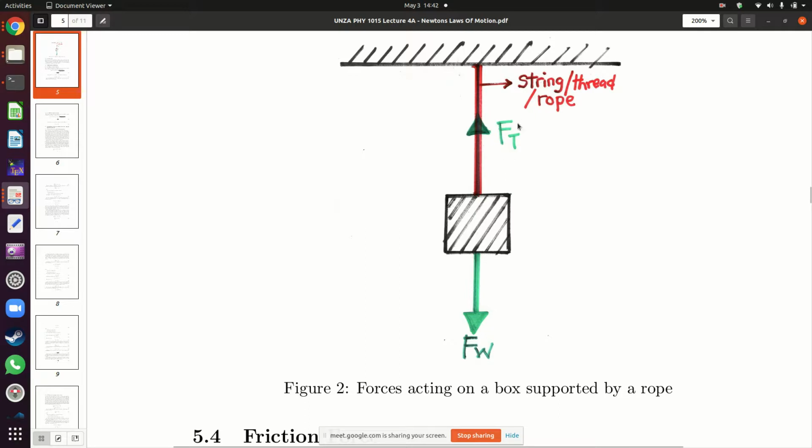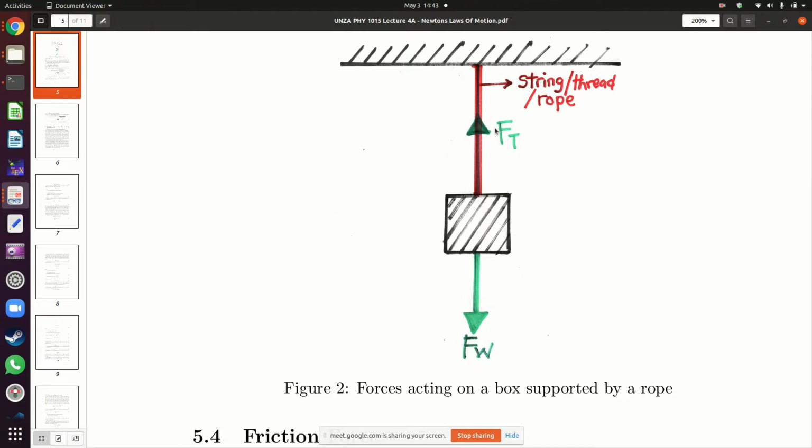So as much as the tension is pointing up, naturally the box has a tendency to move down. In that case, my advice is to choose the direction in which the object is moving to be positive. Since the box will tend to move down, I choose the weight of the box to be a positive force, and I choose the tension to be a negative force. It is up. This is my advice.